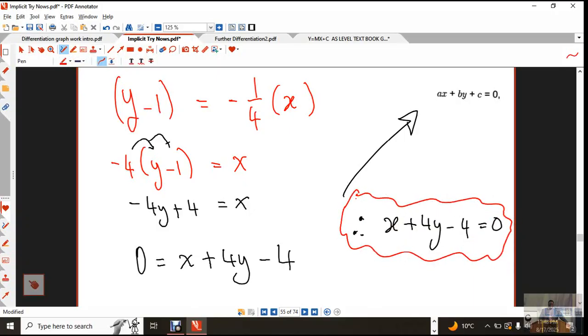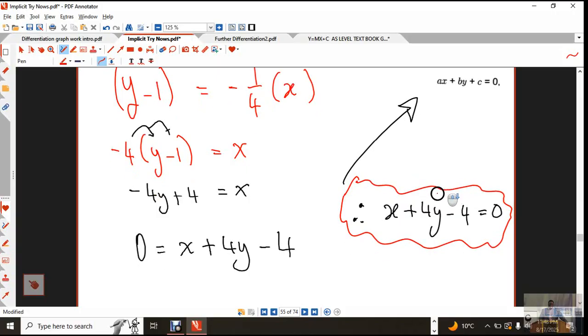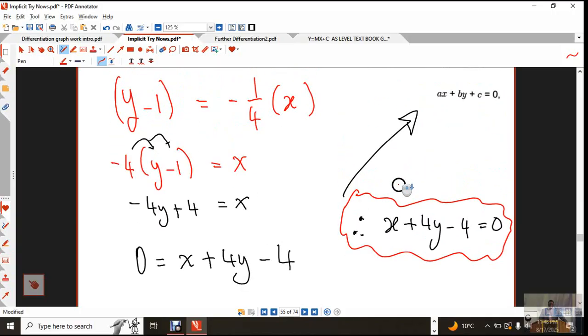Always read so you can know exactly what it is that you need to do, so you don't jump and then get wrong answers. That was part 3 of my series on parametric differentiation.